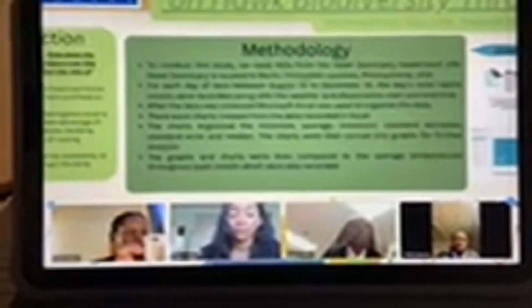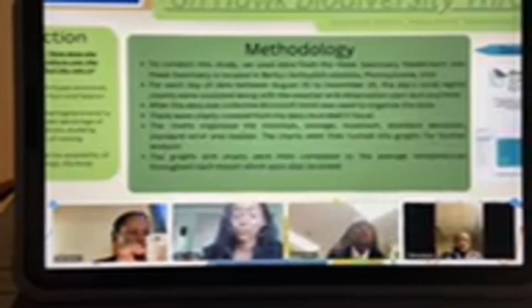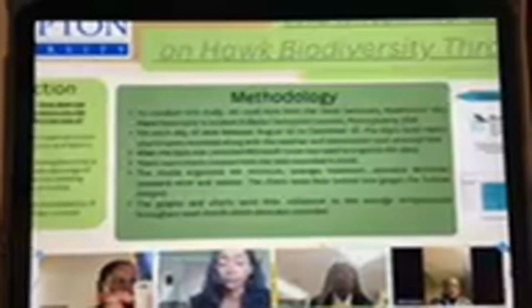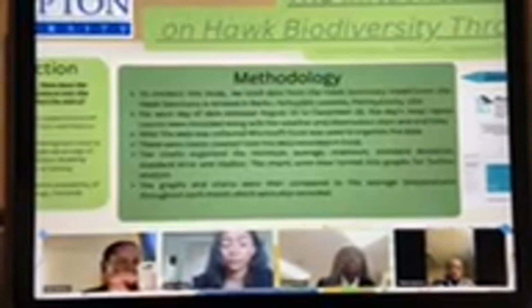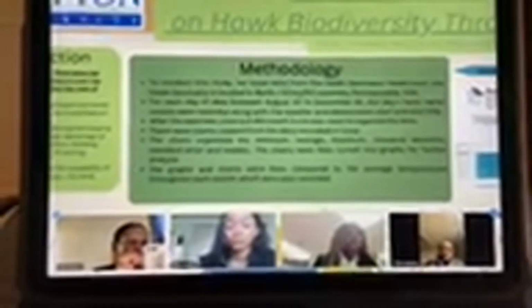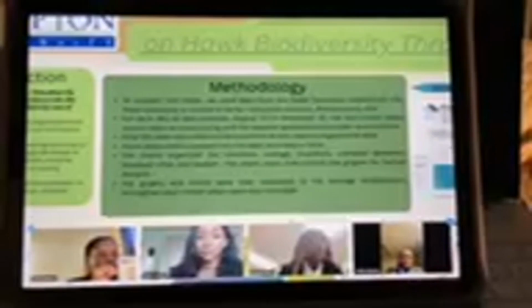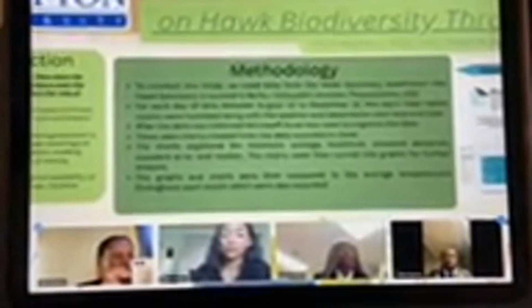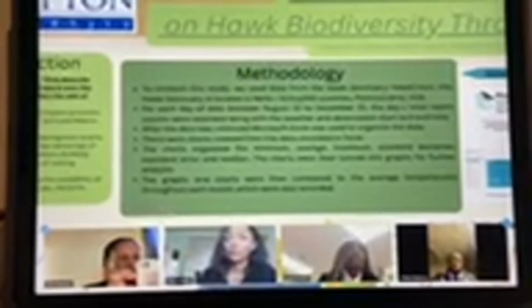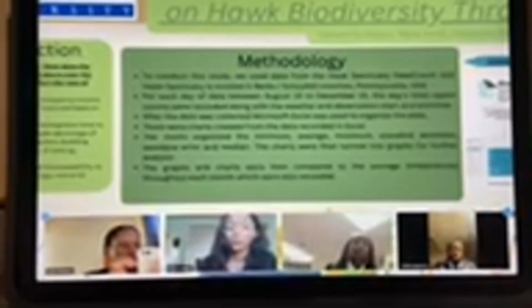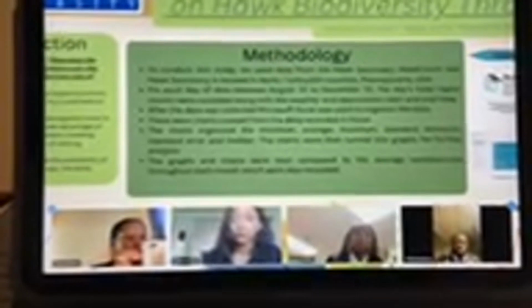After the data was collected from the Hawk Count website, we transferred the information to Microsoft Excel, where we conducted charts for each month, week, and other expressions of the data. In Excel, the charts were organized from minimum, average, maximum, standard deviation, standard error, and median. The charts were then turned into graphs for further analysis, and the graphs and charts were then compared to the average temperatures throughout each month, which were also recorded to get to our end results.